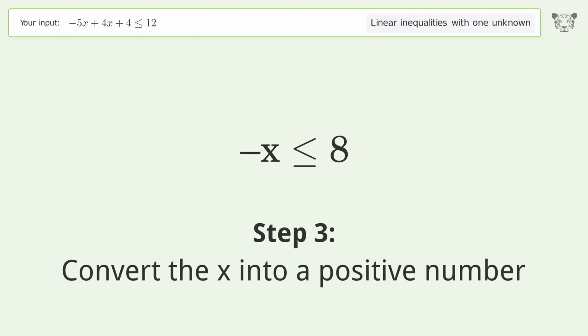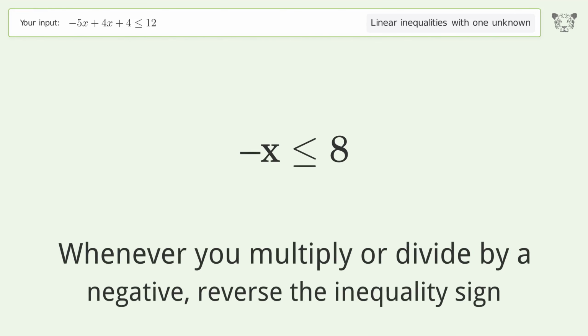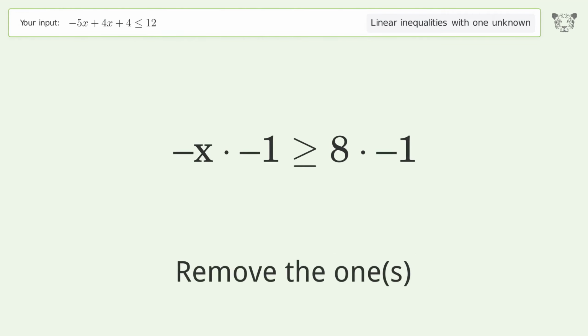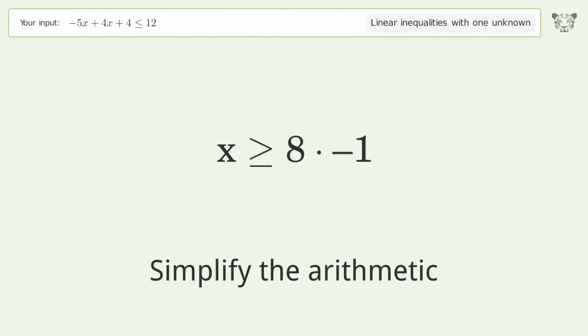Convert the x into a positive number. Multiply both sides by -1. Whenever you multiply or divide by a negative, reverse the inequality sign. Remove the ones. Simplify the arithmetic.